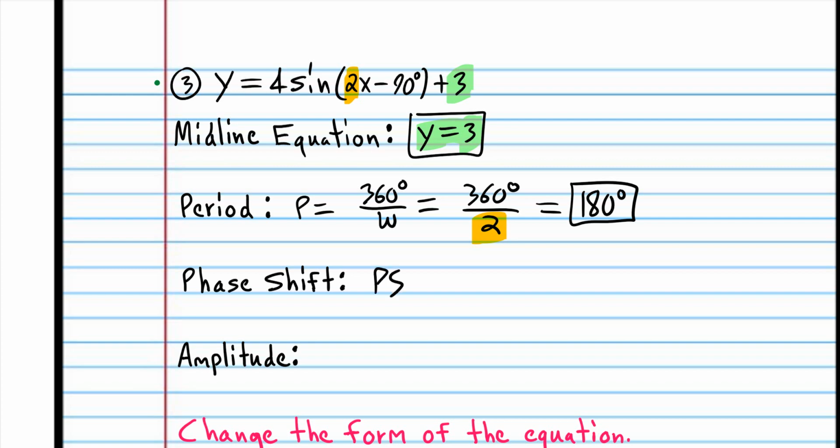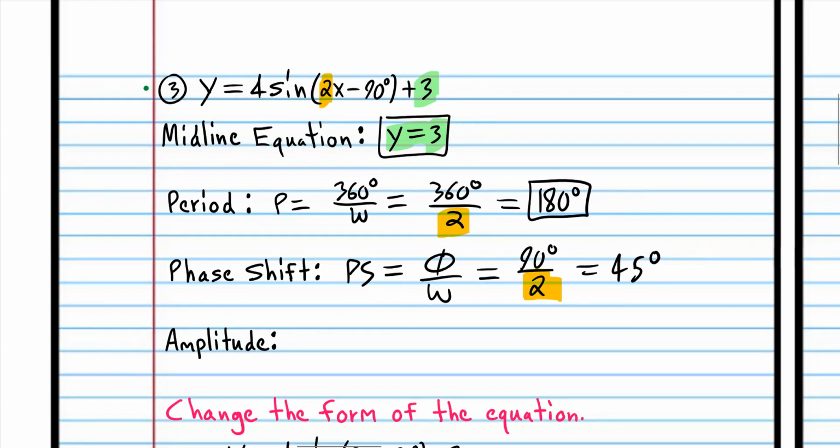The phase shift, which I call PS, is equal to phi divided by omega. Phi is 90 degrees. It should be positive. And omega is 2. So we have 45 degrees. That means we're shifting to the right, which makes sense because we're subtracting from 2x. If you subtract from 2x, you're going to move to the right. If you add to 2x, you're going to move to the left. Exact opposite of what you would think.